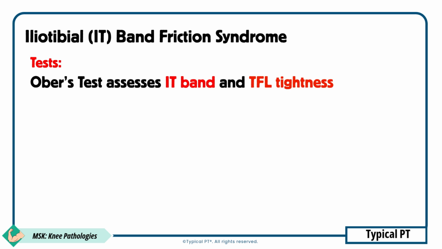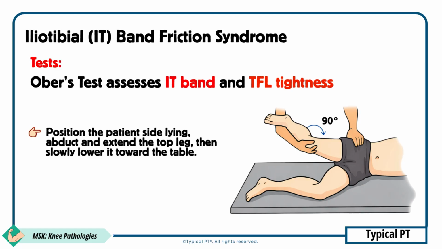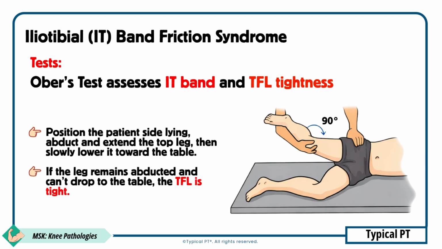Ober's test assesses IT band and TFL tightness. Position the patient side lying, abduct and extend the top leg, then slowly lower it toward the table. If the leg remains abducted and can't drop to the table, the TFL is tight.